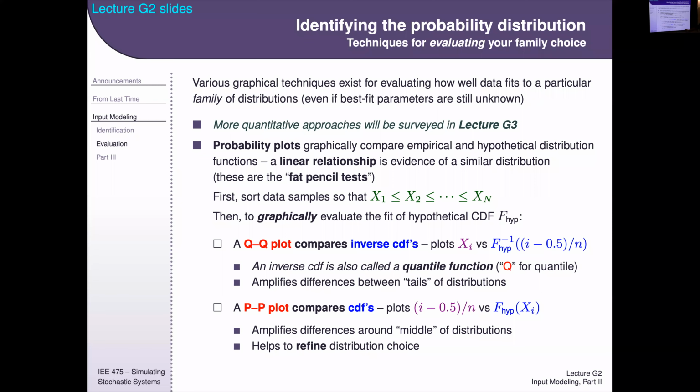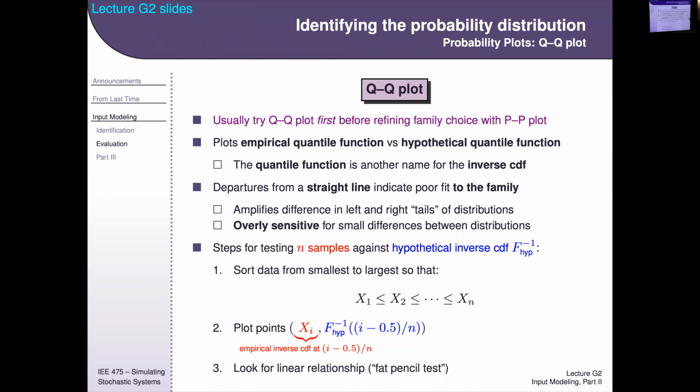And so let's see this more concretely here. If I focus on just the QQ plot, then what I do is I sort all of my data in ascending order, and then I plot each data point.